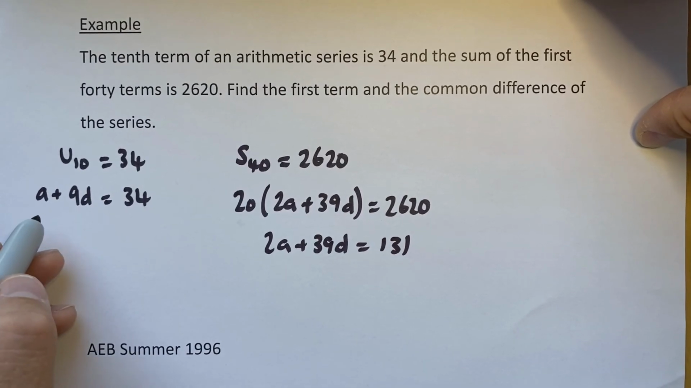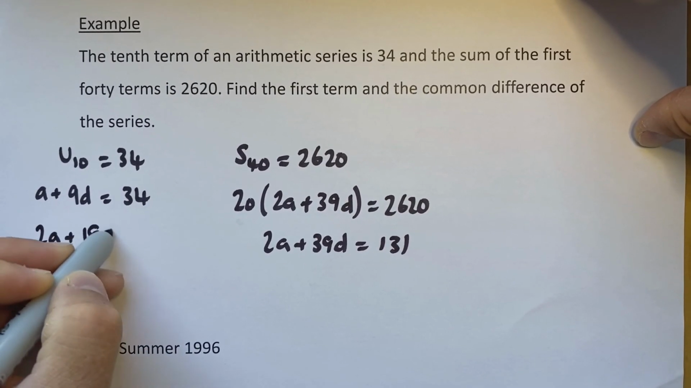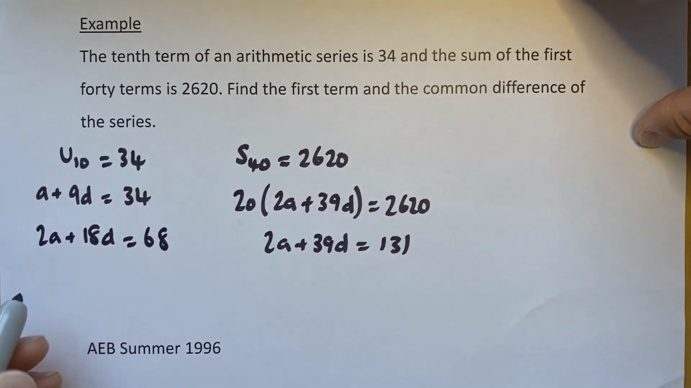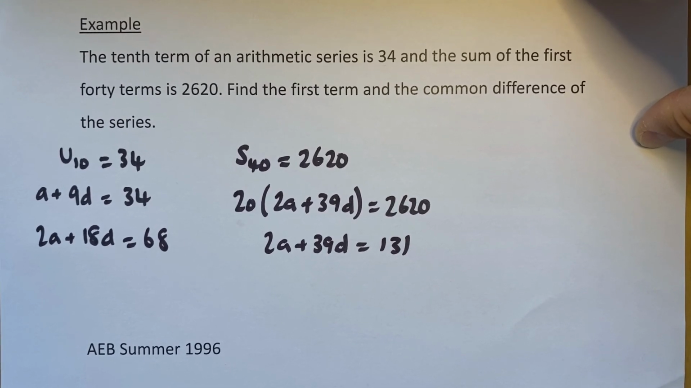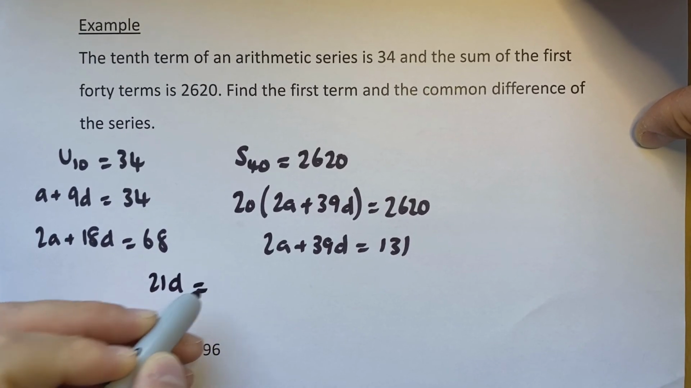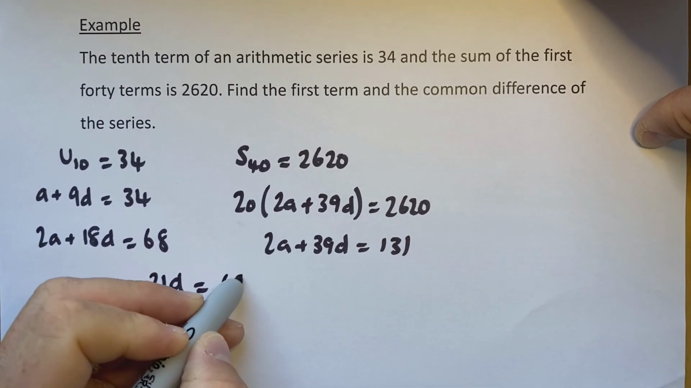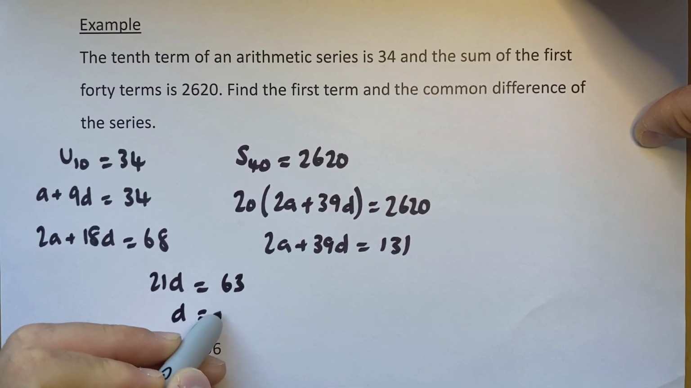However, I can just quickly double this one. 2a plus 18d equals 68. And then it allows me to subtract these two. So the 2a disappears. The 39 take the 18 gives me 21d is equal to, and the 131 take the 68 gives me 63. So d works out to be 3.